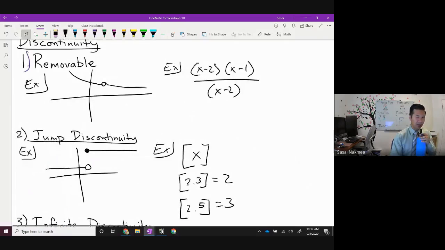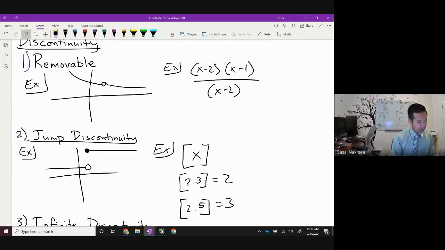You are going to have to know these three discontinuities, because when you're dealing with limits, if you can tell that it's a certain type of discontinuity, you can figure out if the limit is going to exist there or not, or if the function is differentiable, when we get to that.